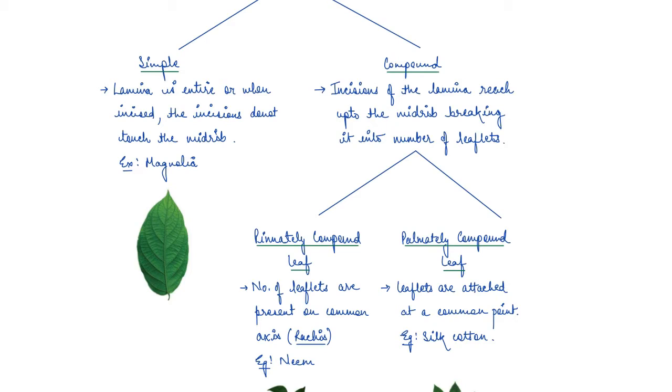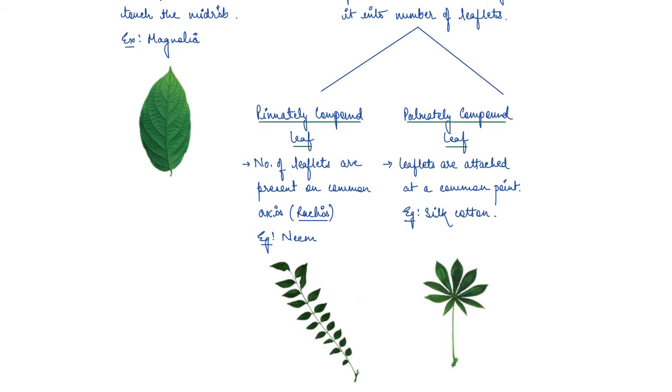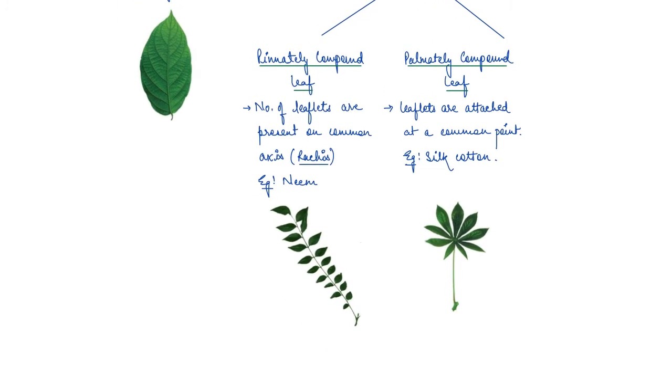Okay, so here if you see the example of magnolia, this is nothing but a simple leaf wherein there is just one leaf present and the incision does not touch the midrib. But in the case of compound leaves, they are of two types. Either they are pinnately compound or palmately compound.